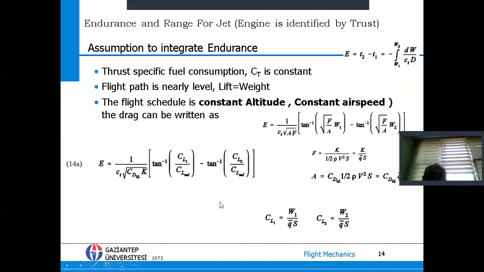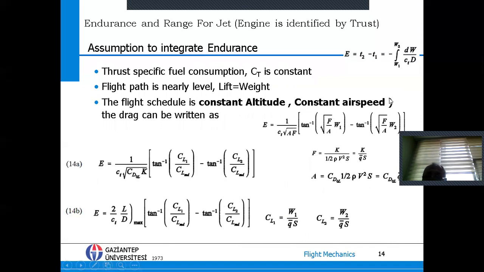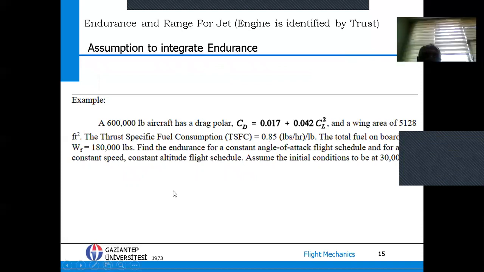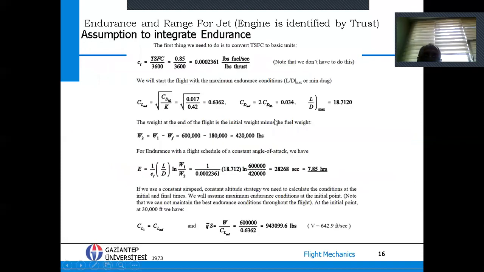Okay, so let us discuss or write this equation in a different way. Here we have CL1 and here we have CL2. This is CL1, the lift at the beginning, and here CL2, the lift at the end. Okay, so here is an example. You can have it, and here is the solution.